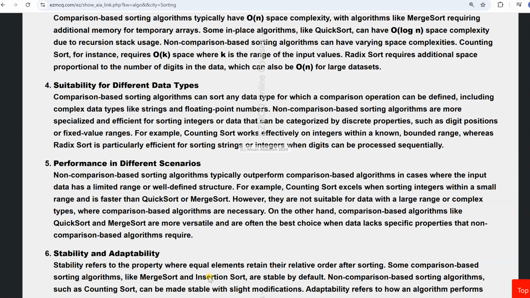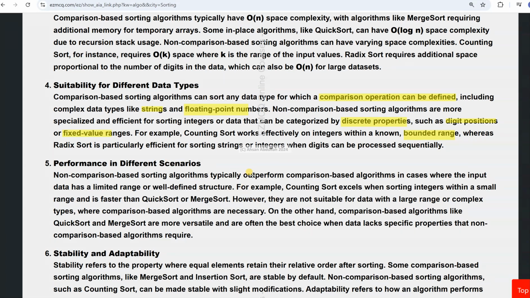Okay, suitability for different data types. Comparison based sorting works wherever a comparison operation can be defined. If comparison is defined, then of course you can perform comparison based sorting, like sorting strings and floating point numbers. But non-comparison based sorting algorithms look at the discrete properties of the data itself, such as digit positions and fixed value ranges. So there must be a bounded range. These are the limitations, or the application domains, for non-comparison based sorting.